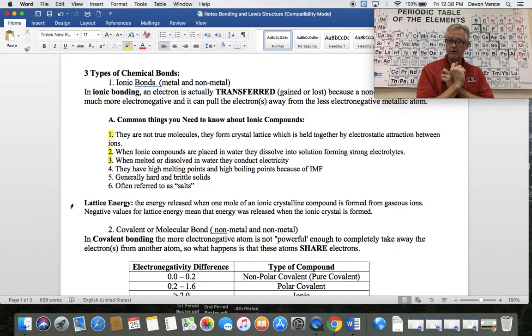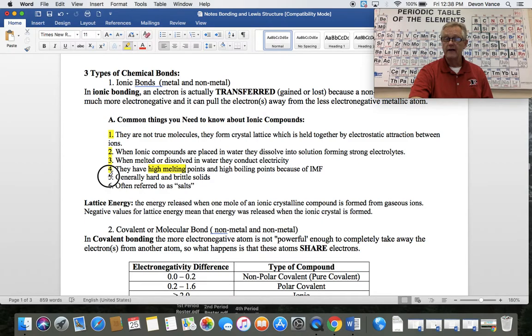Now, if they're dissolved in water, or if they're in their liquid form, because they have those positive and negative ions all the way through them, they conduct electricity. Electricity, very simply, is nothing more than the flow of electrons. So if I have positive and negative ions everywhere, those electrons can just go all the way through. Most all of your ionic compounds are going to have really, really high melting points. That means that in order to get them to turn into a liquid, you're going to have to put a lot of energy into them.